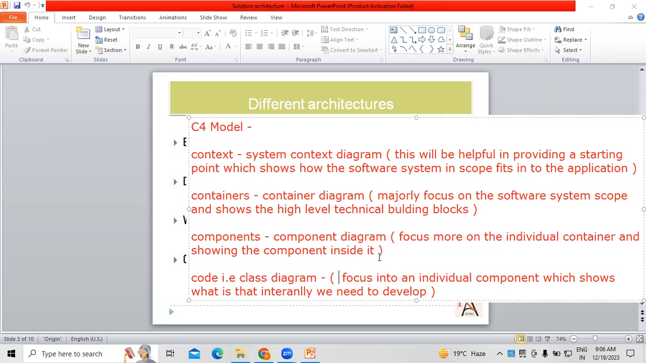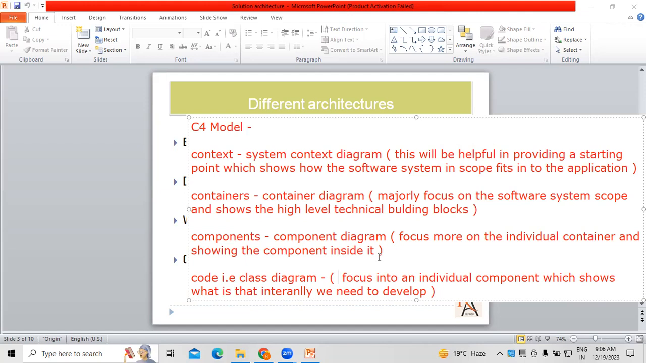This is where one point. Second is container diagrams, followed by the component diagrams, followed by class diagrams. So these are the 4 areas which come under the solution architect. Because being a solution architect, whenever we are developing solutions, we need to create a technical roadmap.